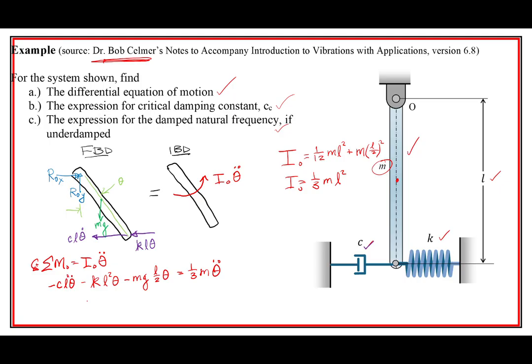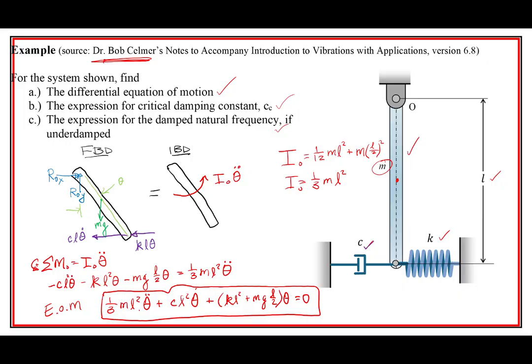So we can write the equation of motion now. Whoops, I forgot something. There you go. 1/3 m L squared theta double dot plus C L squared theta dot plus (K L squared plus m g L over 2) theta equals 0. So this would be the differential equation of motion.